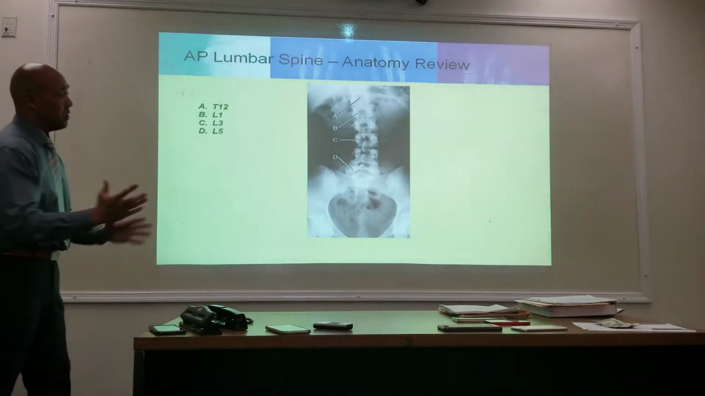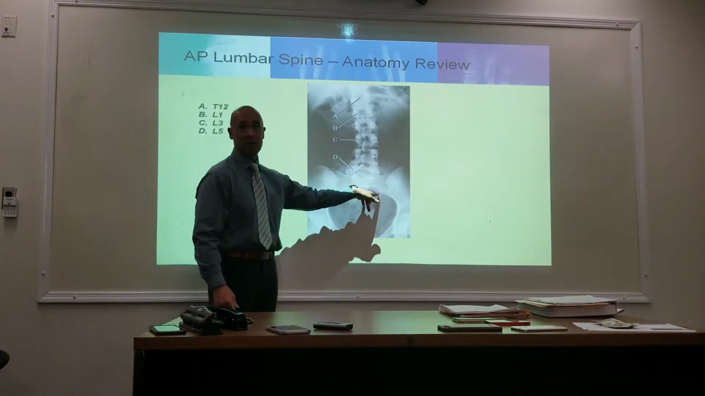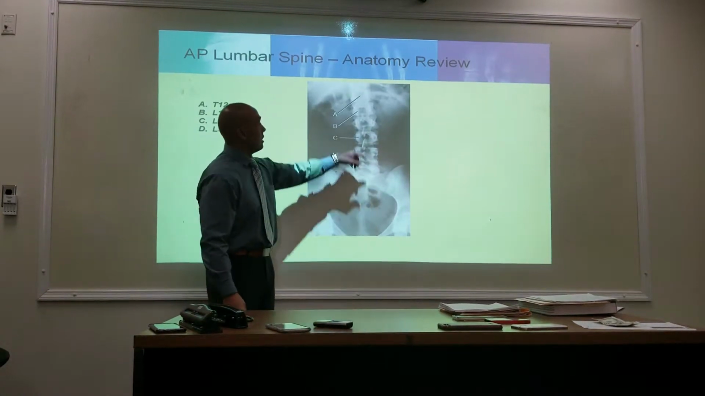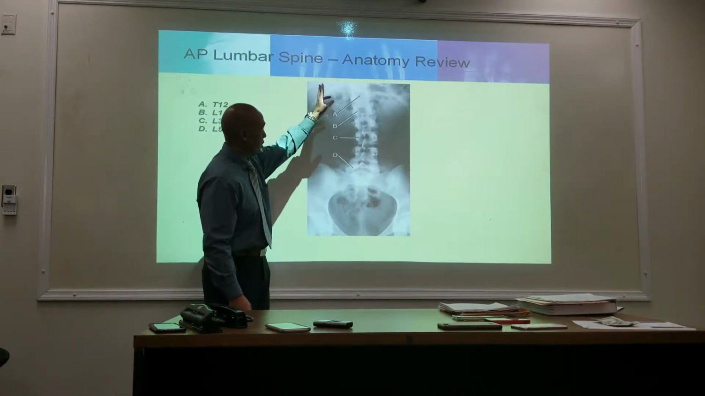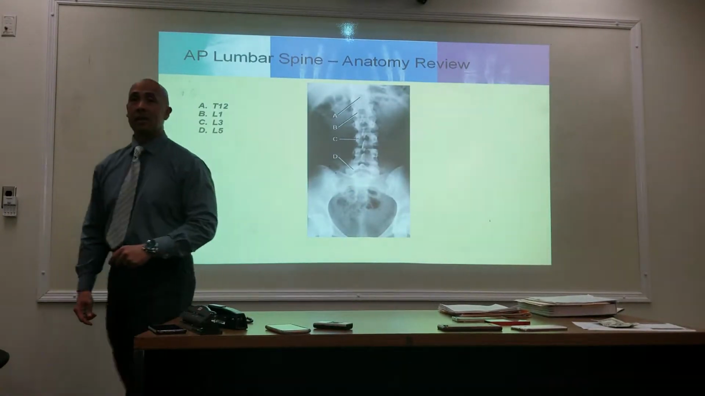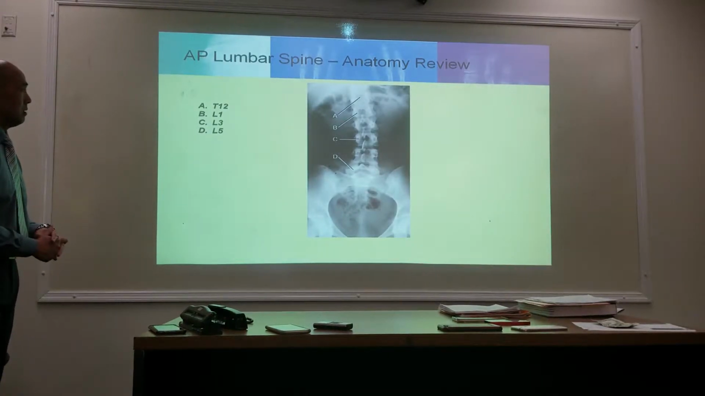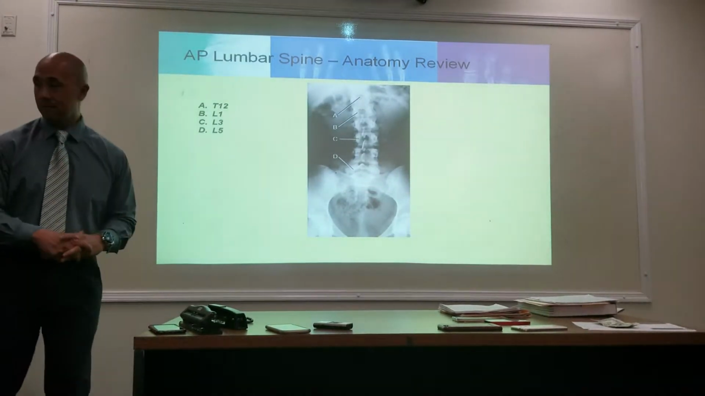And also what you want to do is open up your collimator wide enough to include your SI joints for an AP. Okay? So include adjacent structures. You want to get T12, you want to get your sacrum as well as your SI joints.